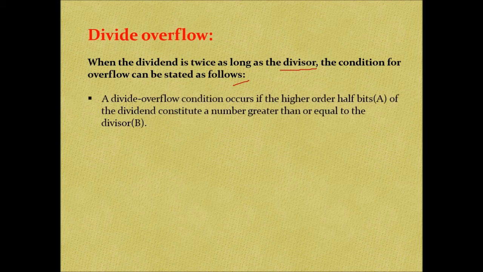Divide overflow condition occurs if the higher half bits of A, that means the higher half of the dividend, constitute a number which is greater than or equal to B. That means if the upper portion of the dividend is greater than or equal to the divisor, then the divide overflow condition occurs.